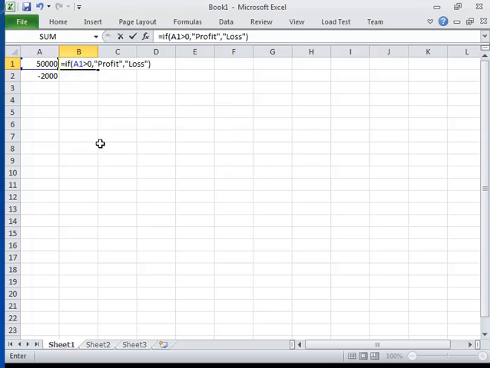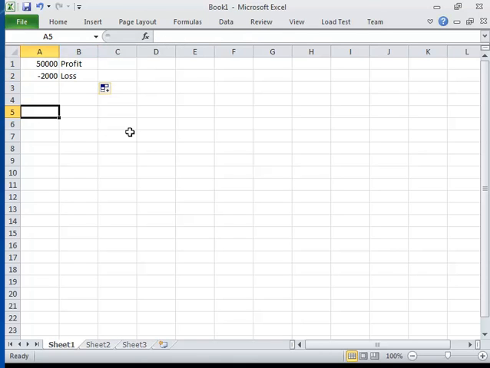Now, the reason I put those words in quotes is to tell Excel that this isn't an equation. I actually want the words. And I hit enter. And so now I have an equation that will say profit if I have a profit, and will say loss if I have a loss.